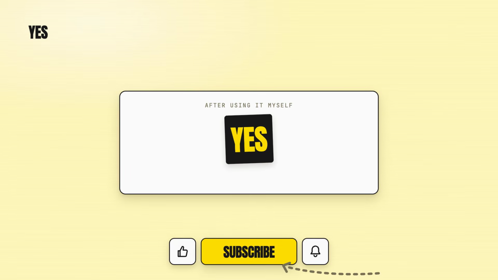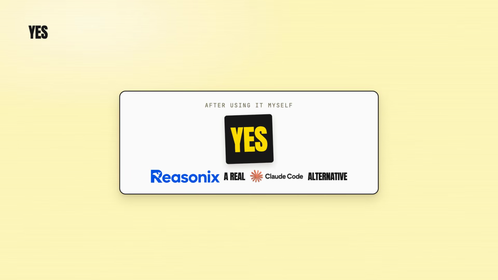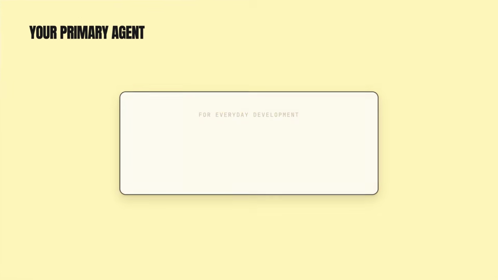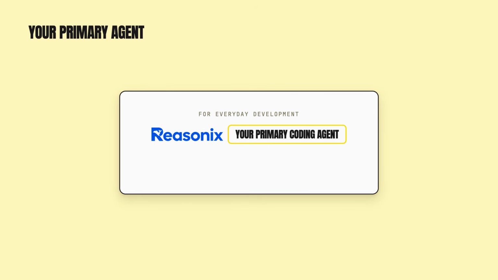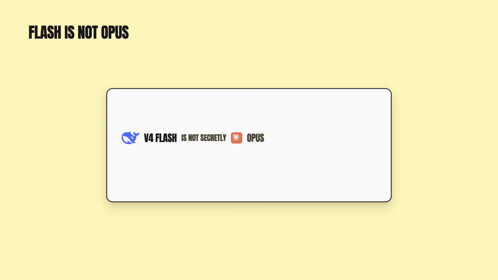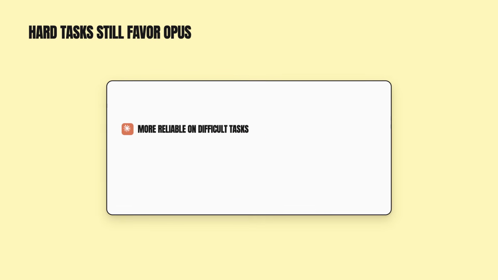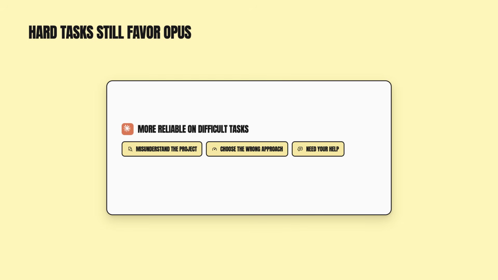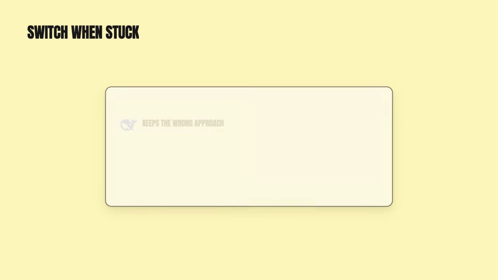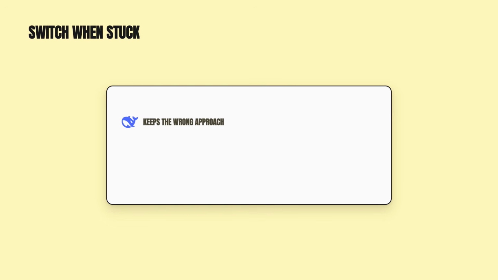Yes. After using it myself, I think Reasonix is a real Claude Code alternative. For everyday development, it is capable enough to become your primary coding agent. That does not mean V4 Flash is secretly Opus under a different name. Opus is still more reliable on difficult tasks. Flash can misunderstand the project, choose the wrong approach, or need your help after a failed attempt. Cheap retries can still waste your time. If Flash keeps following the wrong approach, switching to a stronger model may be the cheaper choice.